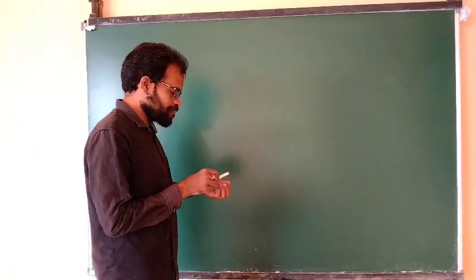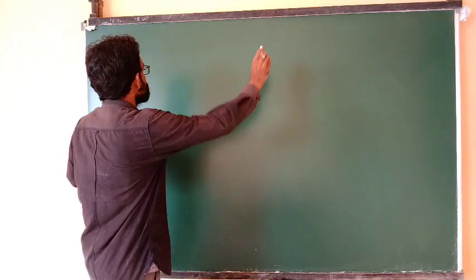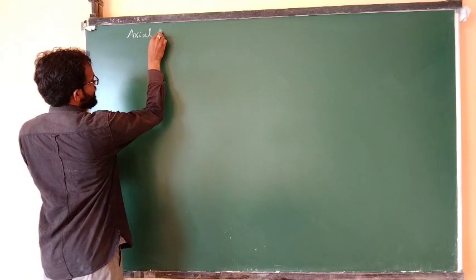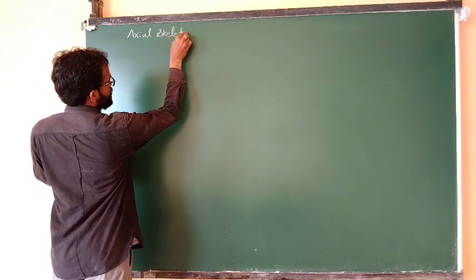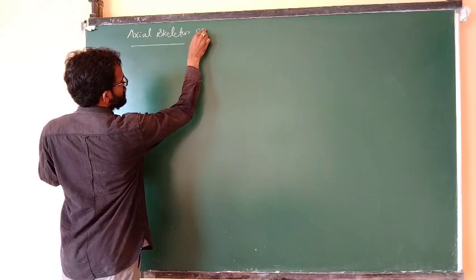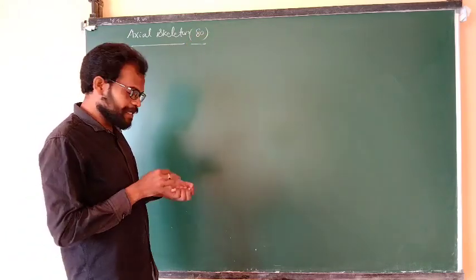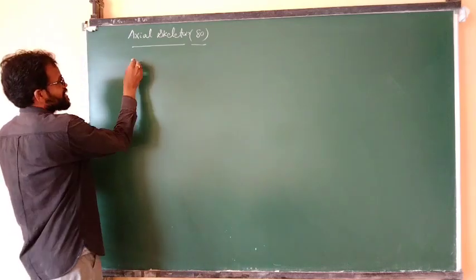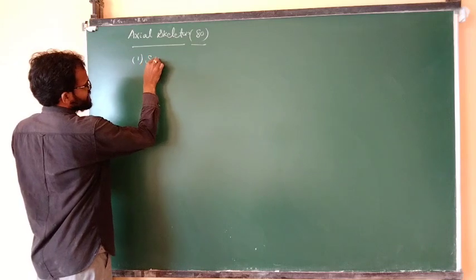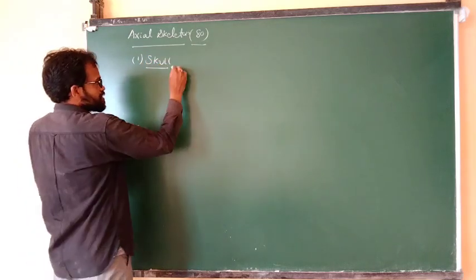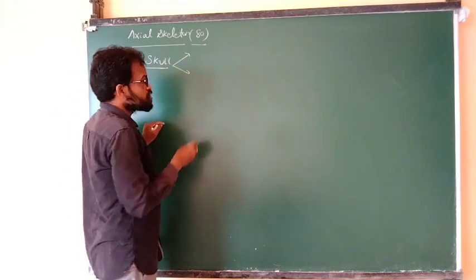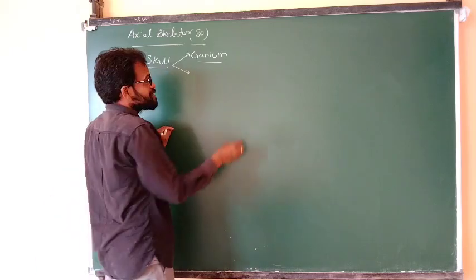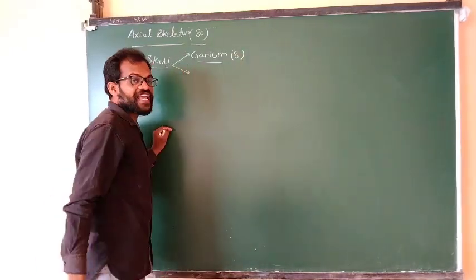The second important part of the axial skeleton. First, the axial skeleton. How many bones are present in the axial skeleton? 80 bones. The first one is known as the skull. The skull means, first one, the cranium. How many bones are present in the cranium or brain box? It is 8 bones.